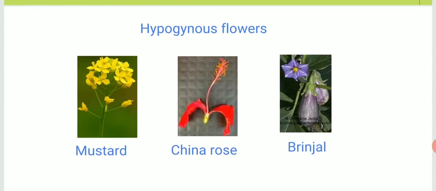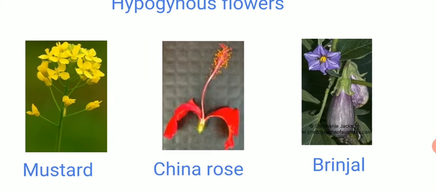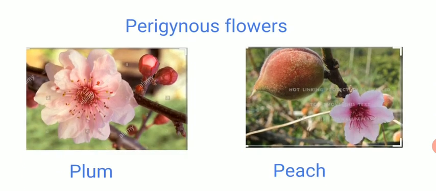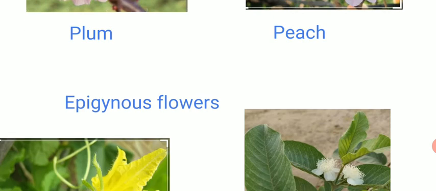Hypogynous flowers means where the ovary is superior. You can see number one is the mustard flower, number two is the China rose, and number three is the brinjal flower. Then coming to perigynous, where the ovary is half inferior, in plum and peach. Plum in Punjabi is called aloo bukhara and peach is known as adu. In these the ovary is half inferior. Coming to the third one.